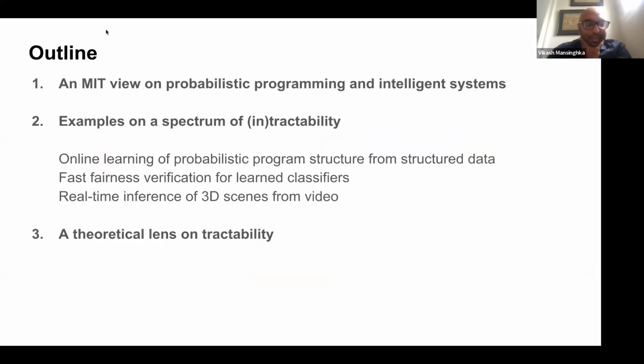Okay. So the outline of my talk. I'll start by giving a brief high-level view on the scaling route for AI, a view from a bunch of faculty at MIT who are all collaborating around probabilistic programming and intelligent systems. Then I'll go through a few examples which try to highlight a spectrum of tractability and intractability, and some of the distinctive AI capabilities associated with each. And then at the end, I'll spend a few minutes talking about a theoretical lens on tractability that I hope stimulates some discussion and reflects how I'm contextualizing some of the engineering results.